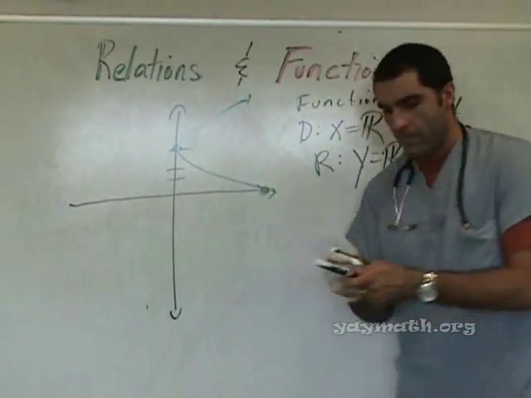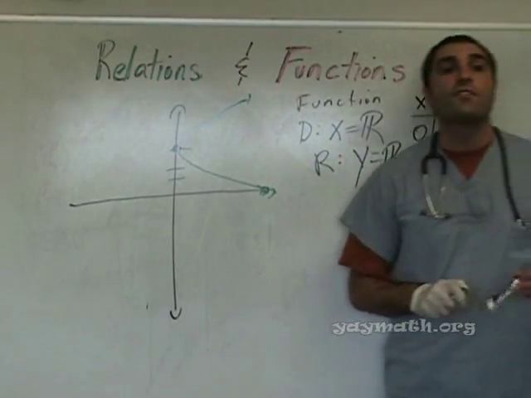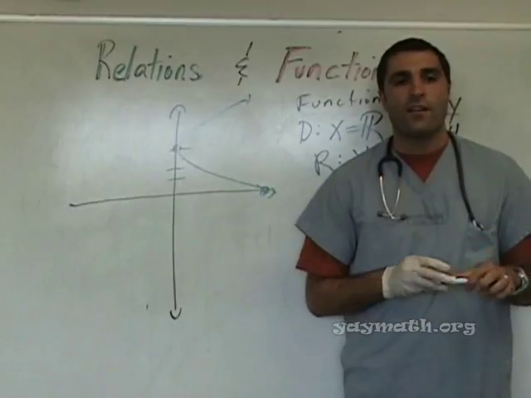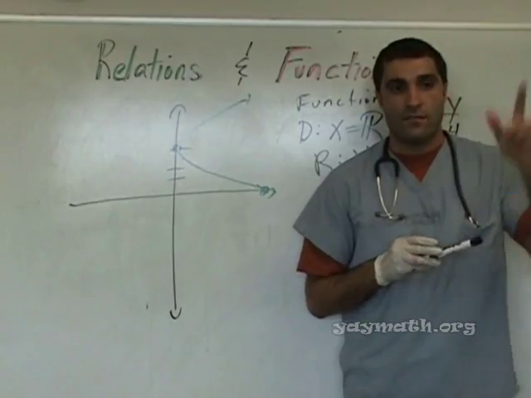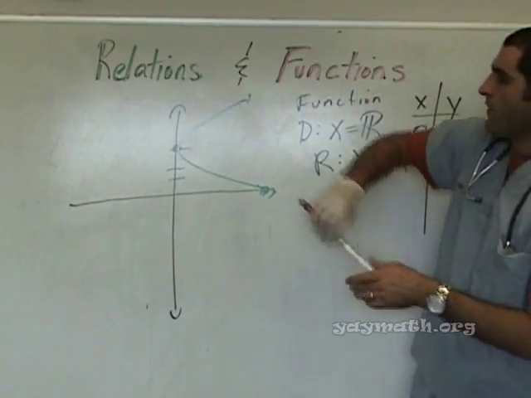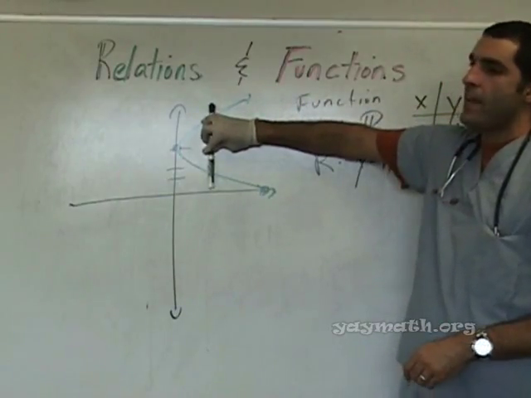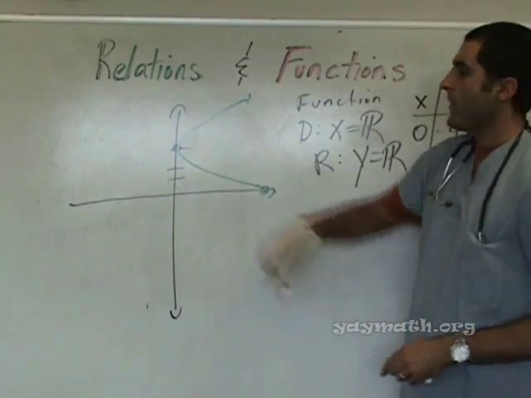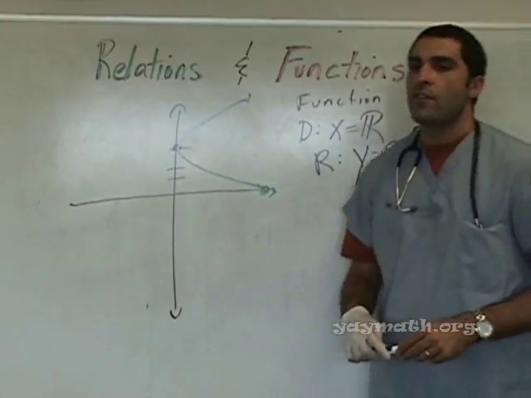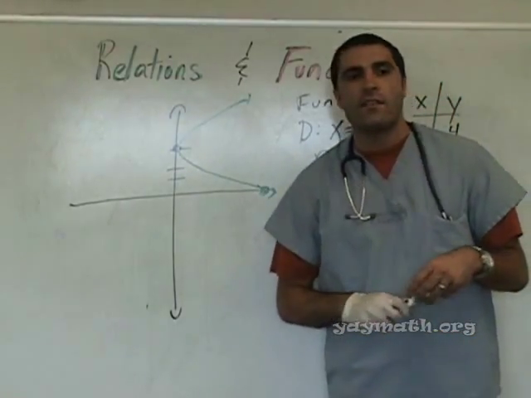Not a function. Good job. Can you explain why this is not a function? Because it doesn't pass the vertical line test. Very good. So you can go ahead and put NF for not a function, because if we hit twice, it fails the vertical line test. Okay.